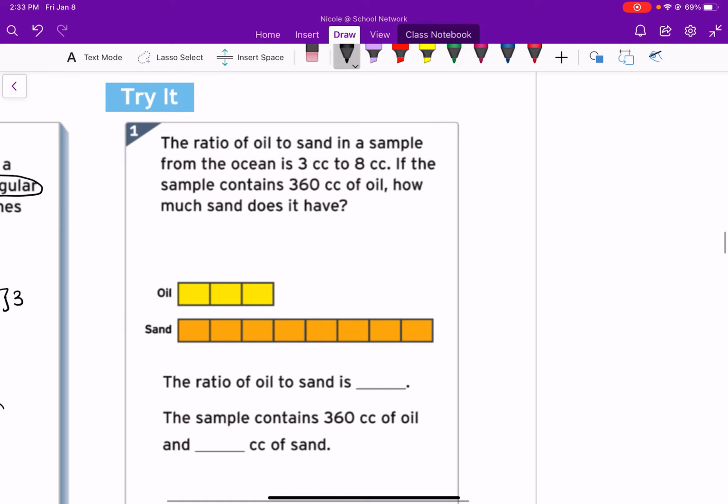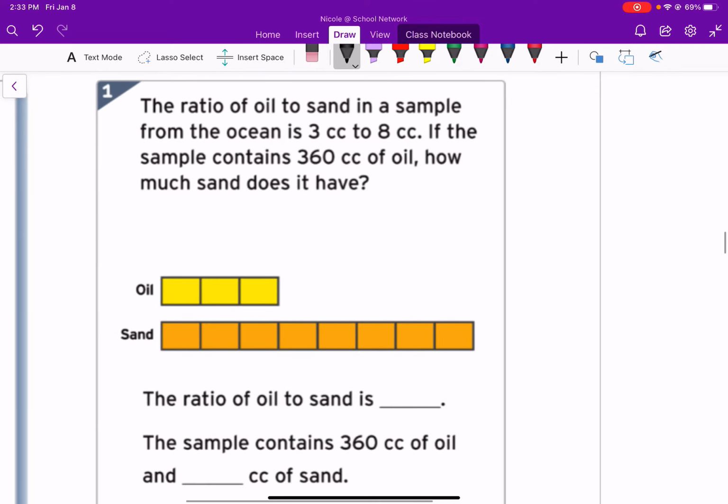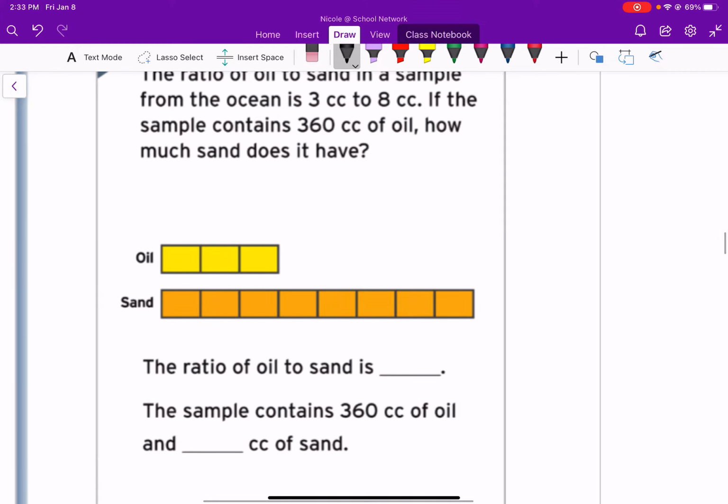Let's go ahead and try this one. The ratio of oil to sand in a sample from the ocean is 3 cc to 8 cc. If a sample contains 360 cc of oil, how much sand does it have? Okay, so here they modeled 3 to 8. This is our 3 parts oil to 8 parts sand. So oil to sand is 3 to 8. This is the oil and this is the sand.